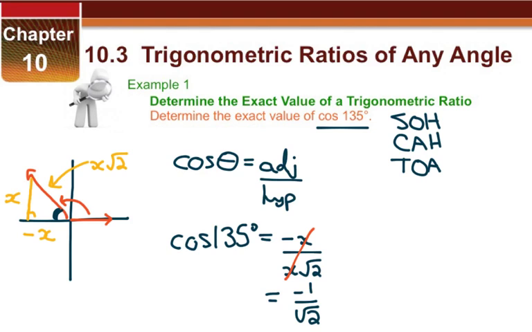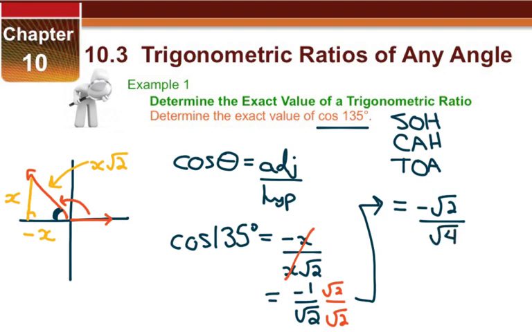But remembering back to the work that we did with radicals, we're never allowed to leave a root on the bottom of any fraction. So to accommodate this, we're going to multiply the top and the bottom by root 2. So on the top, that gives us negative root 2. On the bottom, that would give us root 4. But square root of 4 we can actually take and just get 2. So the exact value of cosine 135 is negative root 2 over 2.